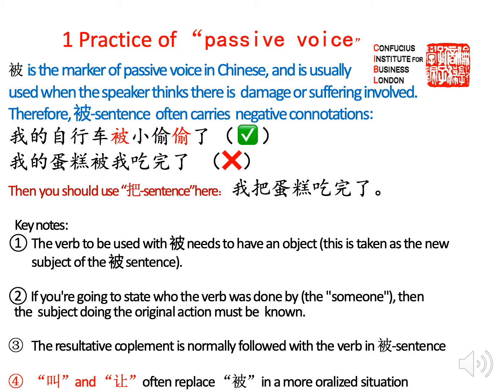Here are some examples. 我的自行车被小偷偷了. So my bicycle was stolen by a thief. This is something that you don't want to happen. So in this situation, we can use passive voice.